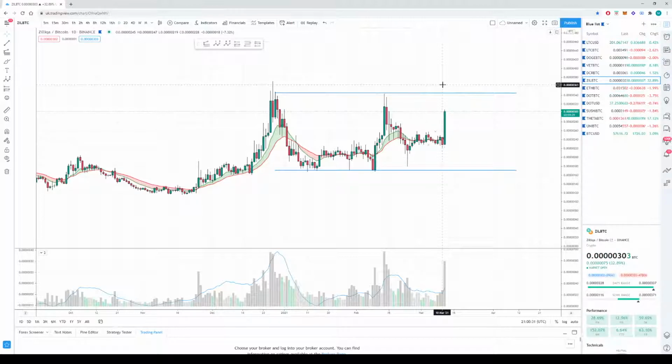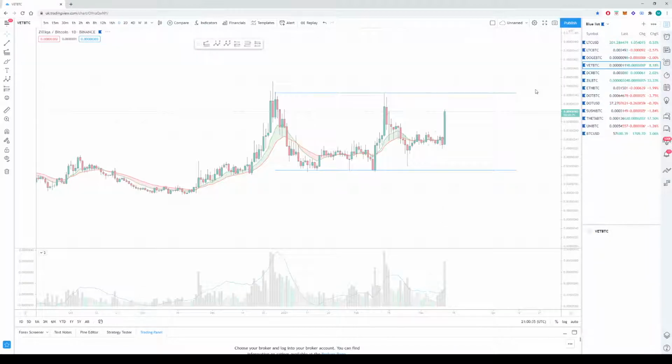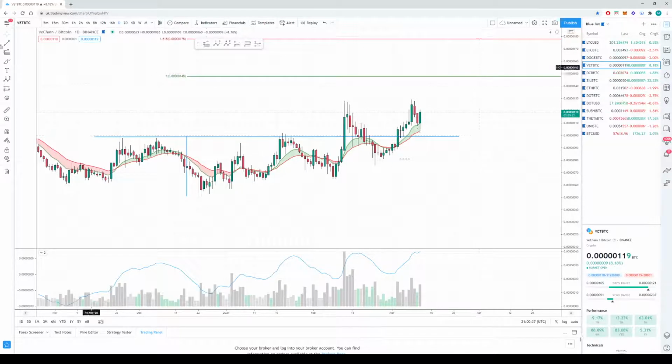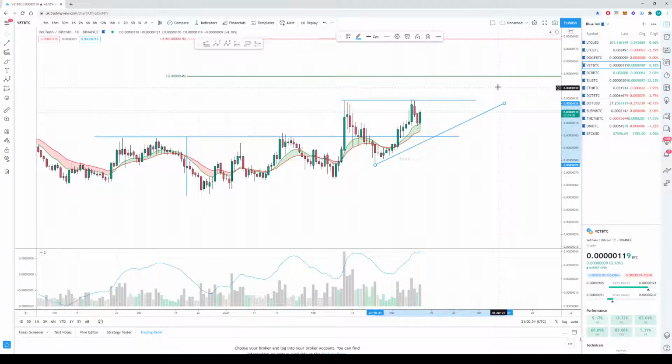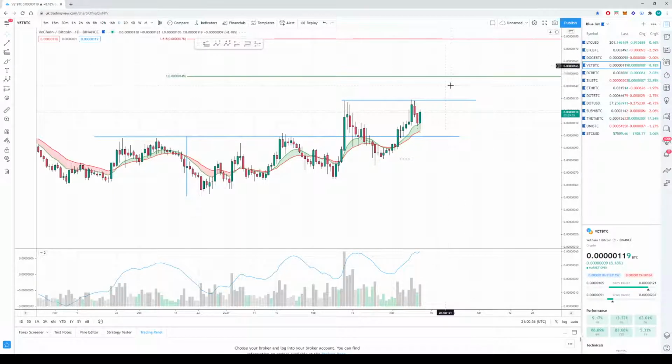At the moment, what's looking like the best setup? At the moment, I would have said this VET, but then again, with VET, there is this resistance zone, so it's a little bit troubling. Potentially, what can happen, it's very early to say, but this could create an ascending triangle, and then break to the upside.